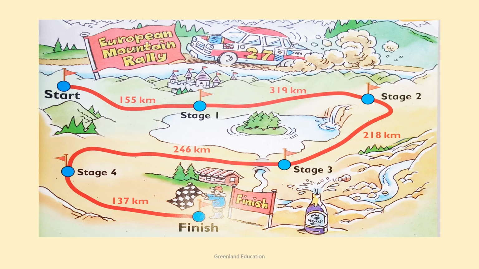Children, you can see a European mountain rally and a picture. I have put it on the slide. You can see the starting point, stage 1, stage 2, stage 3, stage 4 and the finishing line. Between the start and stage 1, the distance is given. The distance between stage 1 and stage 2 is also given. The distance between stage 2 and stage 3 is also given. The distances between stage 3 and stage 4, and between stage 4 and the finishing line, are also given.